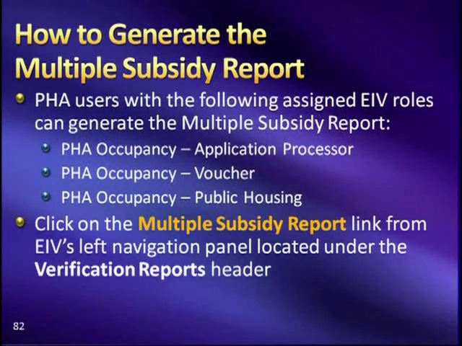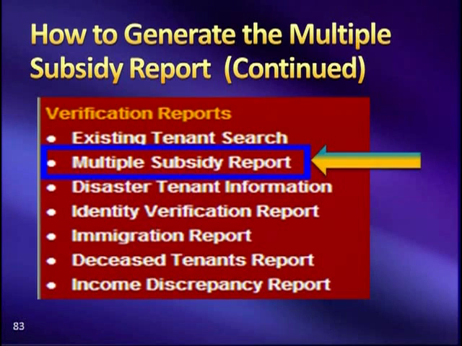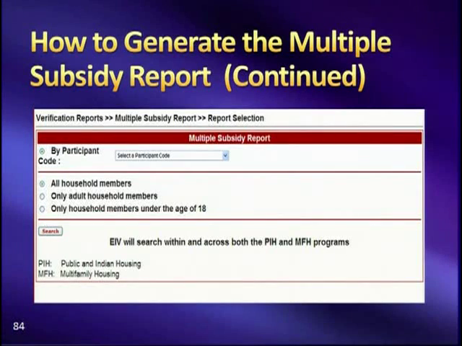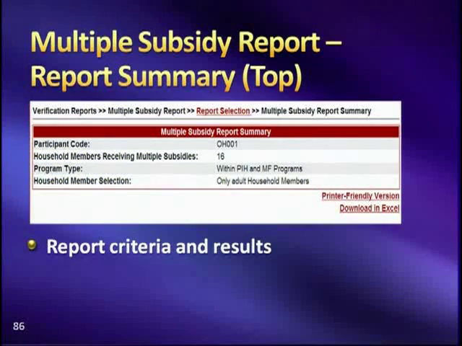And again, notice here, your same three EIV user types can access the multiple subsidy report, including your application processor, and then those traditional EIV system users for the voucher and the public housing program. And it's very easy to access this report. You just simply click on the multiple subsidy report link, double click on it. Again, search for all household members, click on search results. And then the system is going to display your results, summary reports as well as the details, which we've seen before.